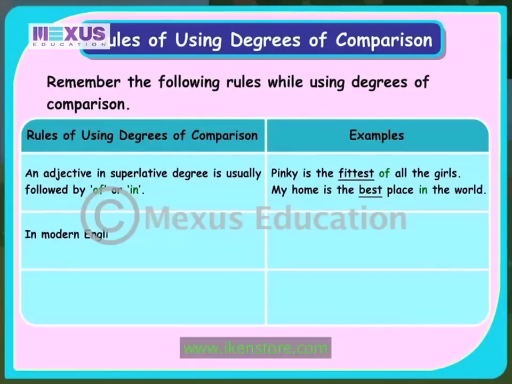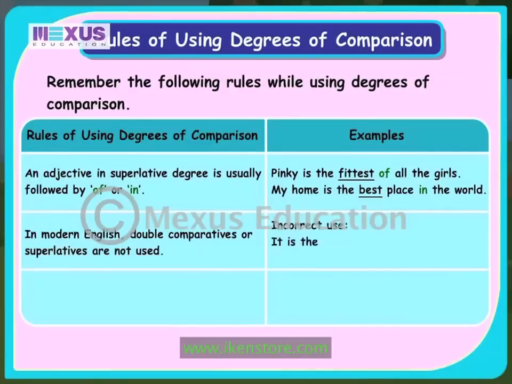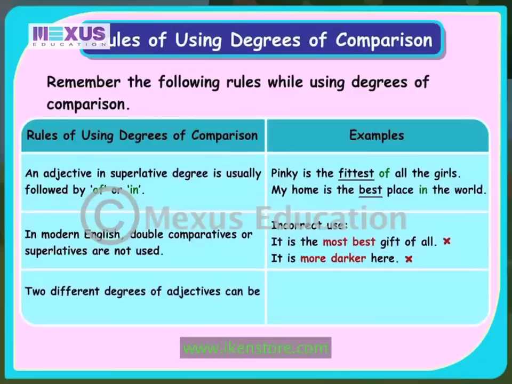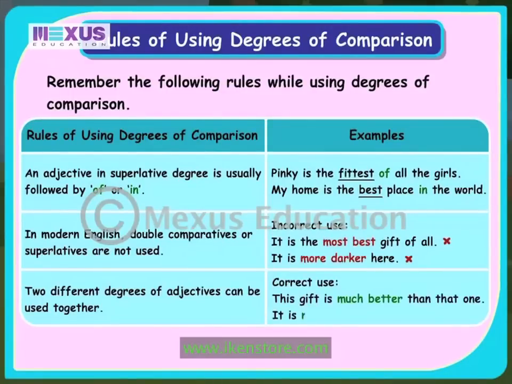In modern English, double comparatives or superlatives are not used. We never say most best or more darker. Two different degrees of adjectives can be used together. For example, we can say much better or much darker.